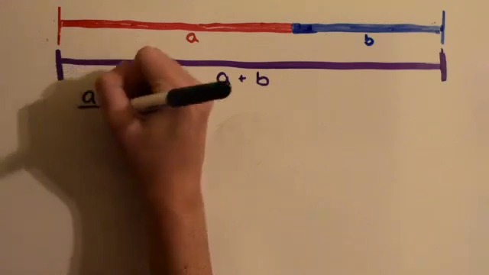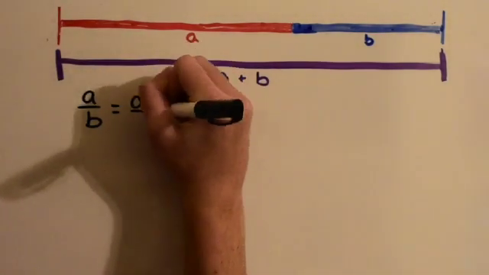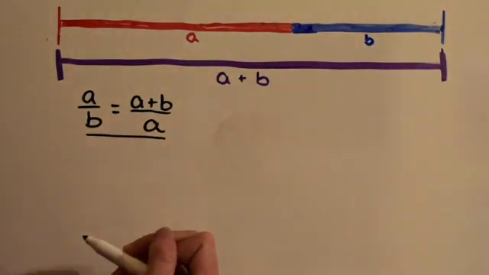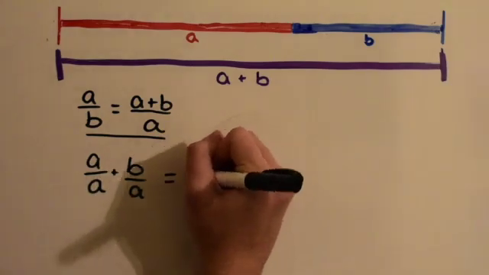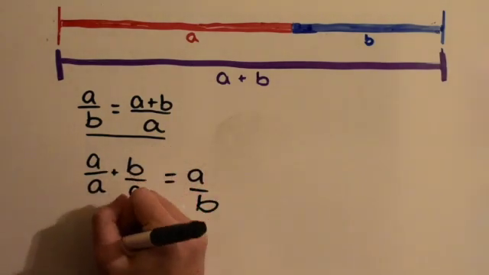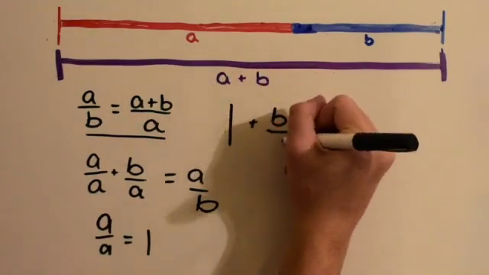Let's take a closer look at some hypothetical numbers. Let's say that the proportion between A and B is equal to the proportion between A plus B over A. We can then rewrite this equation as A over A plus B over A is equal to A over B. And we know that A over A is equal to 1, so we can just rewrite that as such.